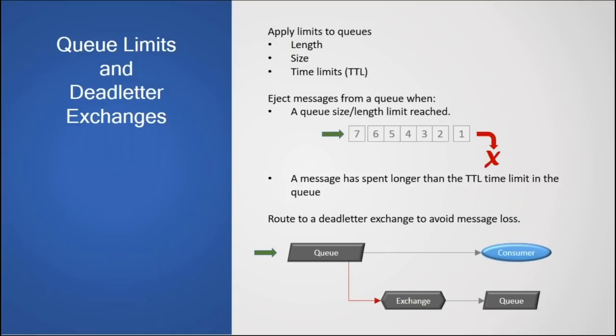So RabbitMQ does respect the fundamental concept of a queue, that it can only remove items from the head. So if you don't want to lose these messages when they get ejected, you can set up another exchange, which can be any exchange type, and you just say that the dead letter exchange of this queue is this exchange, and then you can bind queues to that exchange, and it means that you can have a place where these messages go so you don't lose them.